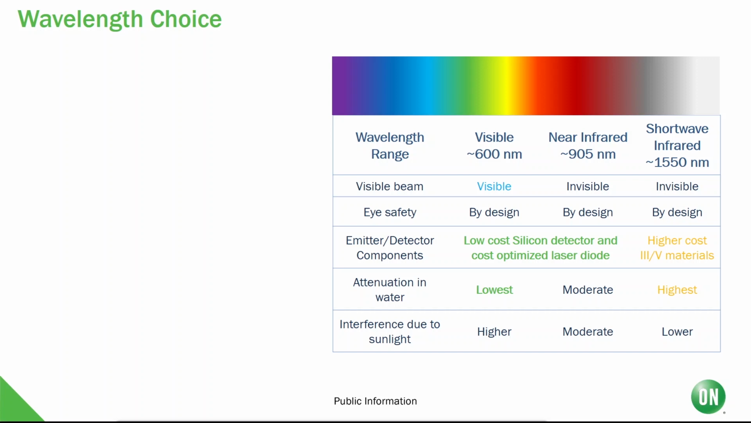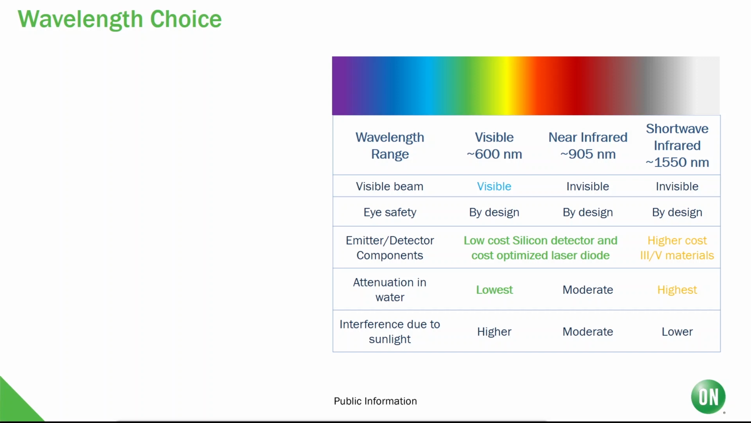ON Semiconductor SiPMs are manufactured in silicon and are suitable for visible to NIR wavelength detection. Low cost NIR lasers are widely available, and we see in particular that 905 nanometer wavelength has come to dominate the LiDAR market in recent years. At SWIR, or shortwave infrared wavelengths, we see materials have higher cost due to the complexity of manufacturing.